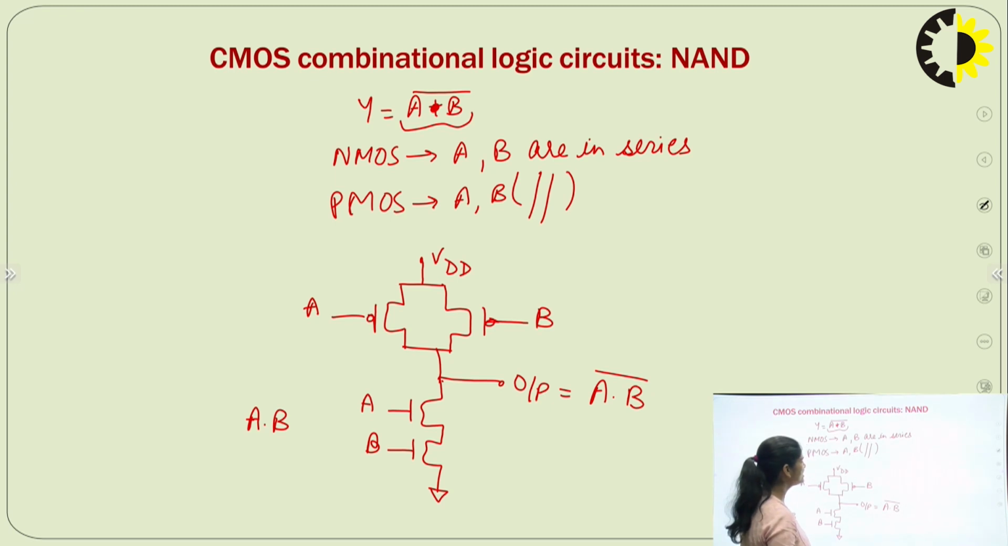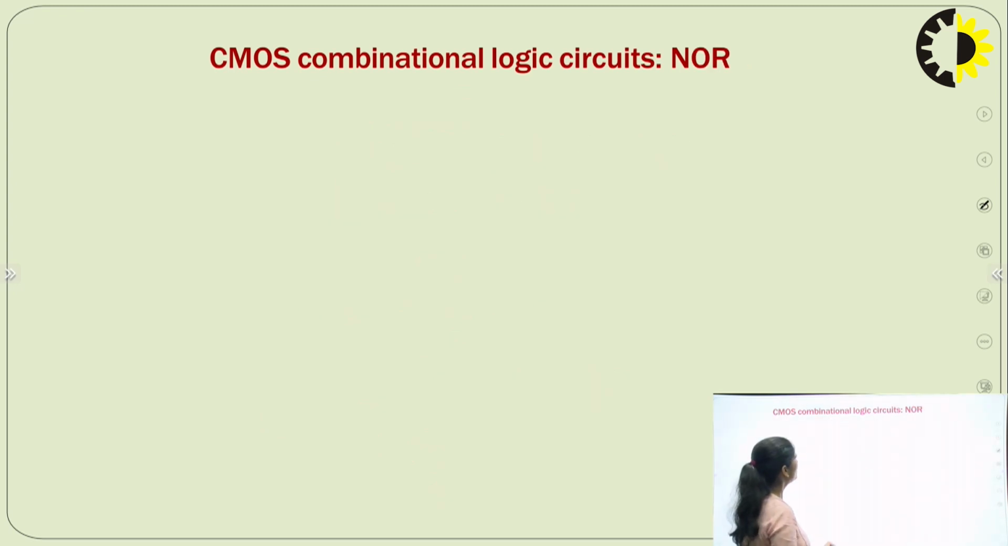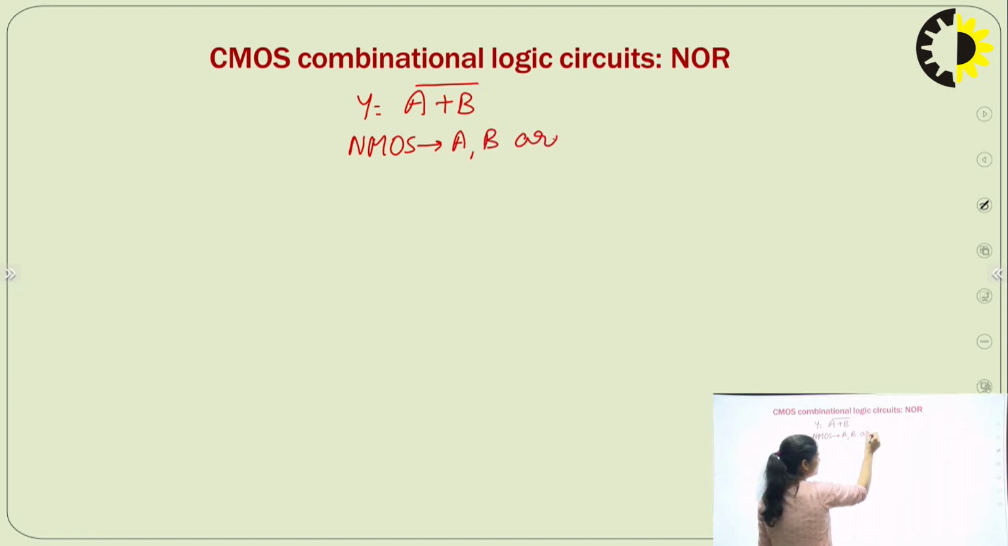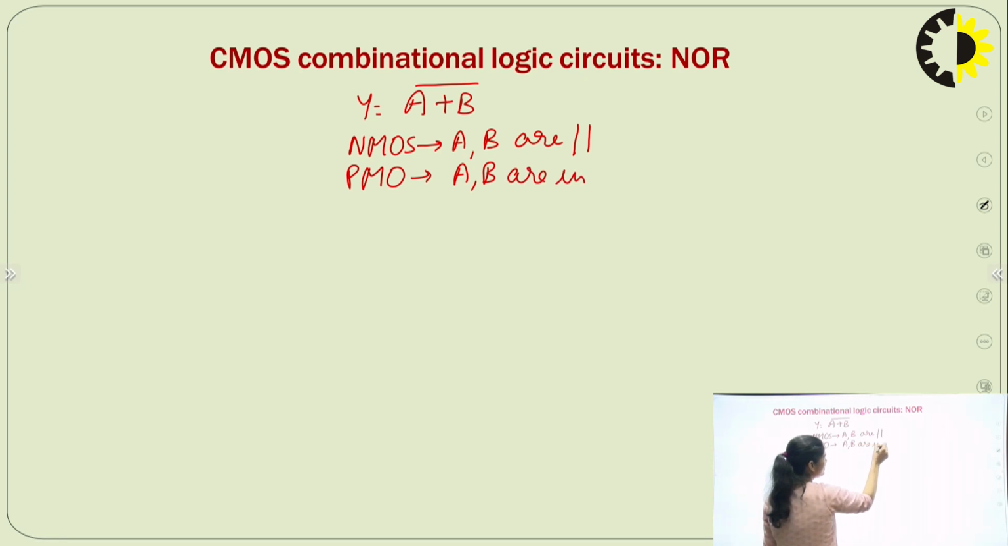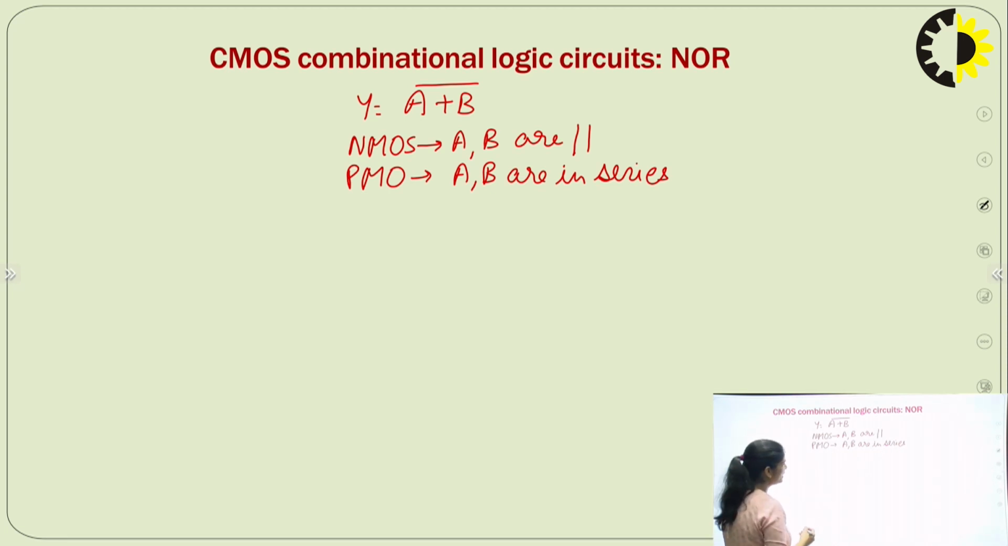So likewise we can do the CMOS implementation of NOR gate. Now here in the case of NOR gate, Y is equal to (A plus B) whole bar. It means in the case of NMOS, A and B are in parallel, and in the case of PMOS, A and B are in series. Okay. Now we have to do CMOS implementation of this NOR gate. Now A and B are in parallel in the case of NMOS.